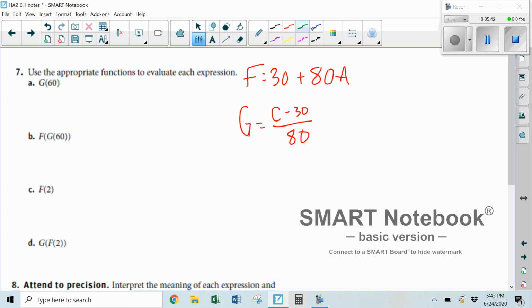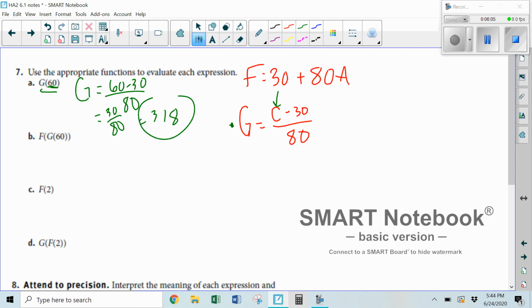Okay, so let's do the first one. It says g of 60, so I go to the g function and I plug in 60. This means this is my input, so I'm plugging in 60 here. So 60 minus 30, all of that over 80. So that's going to be 30 over 80, which is 3/8. For the next one, make sure it doesn't look like 3/18, 3/8.